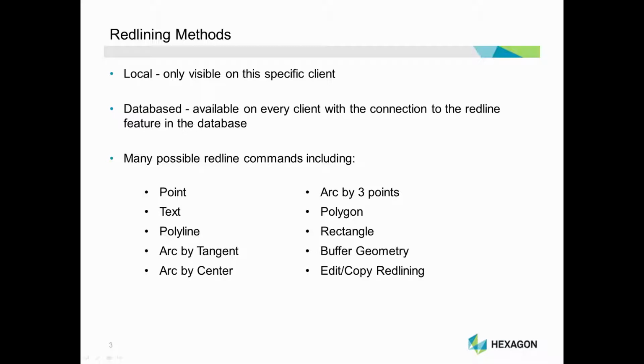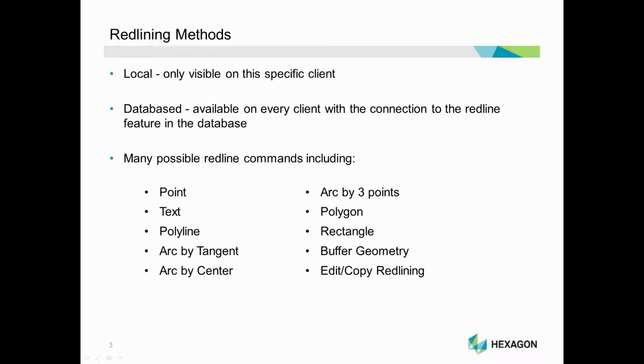Local redlining creates features only available on the user's client. Database redlining creates features visible on every client with a connection to the redline feature in the database. There are many redlining commands available for varying project needs, including the new arc by center and arc by 3 points commands. Our video today covers local redlining. For more information on database redlining, please see the GeoMedia Smart Client online documentation.